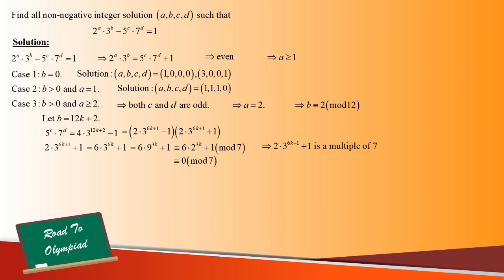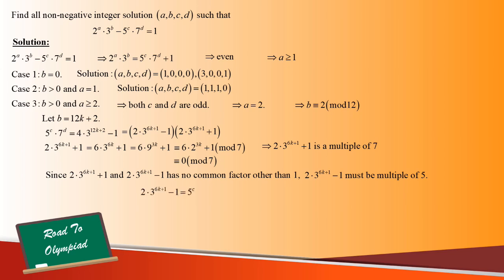Now, notice that both 2 times 3^(6k+1) plus 1 and 2 times 3^(6k+1) minus 1 are odd numbers and have no common factor other than 1. And since 2 times 3^(6k+1) plus 1 is a multiple of 7, this implies that the other counterpart, 2 times 3^(6k+1) minus 1, must be a multiple of 5. In fact, we have 2 times 3^(6k+1) minus 1 is equal to 5^c, and 2 times 3^(6k+1) plus 1 is equal to 7^d.